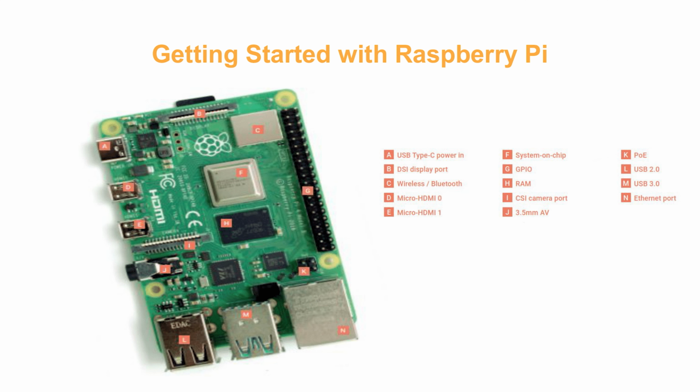When you look into the basic components of Raspberry Pi, we have the USB port, then a display port, and we have wireless Bluetooth and micro HDMI. We have two micro HDMI ports, 0 and 1. Then we have the system on chip. We have a dedicated 40-pin GPIO, that is the general purpose input and output pins. Then we have the RAM. Then we have a camera port in which we interface the camera. Then we have a 3.5 mm audio jack. Next we have two dedicated USB ports, and we have an Ethernet port for internet connectivity.